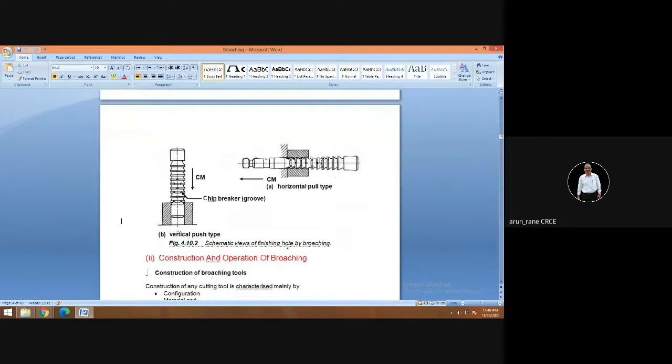There are two types of broaching. One is called the horizontal pull type, and another is called the vertical push type. So here the broach is pushed. See, this is what a broach will look like, and it has teeth which are increasing progressively. And in pull, the broach is pulled across the hole. Remember, you cannot do broaching in solid. I have been telling you that you need to have a drilled hole first. You need to drill a hole first.